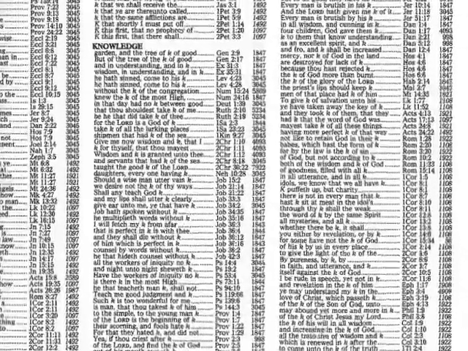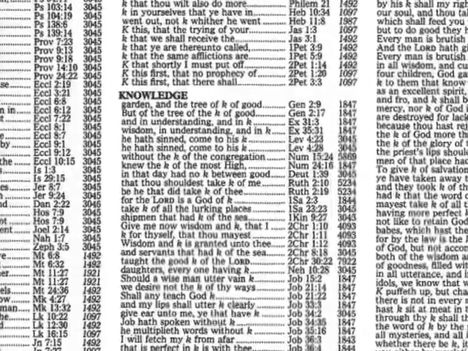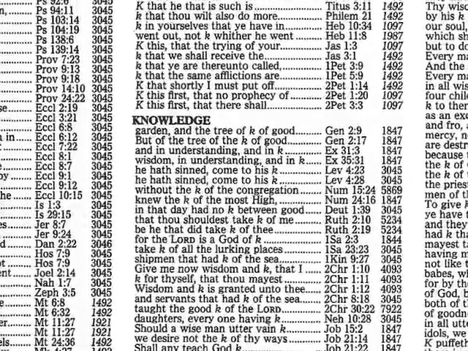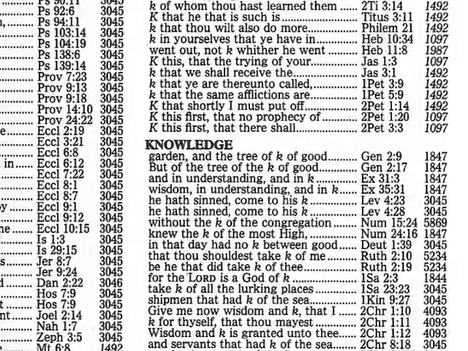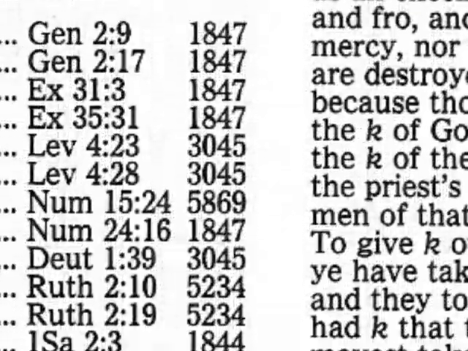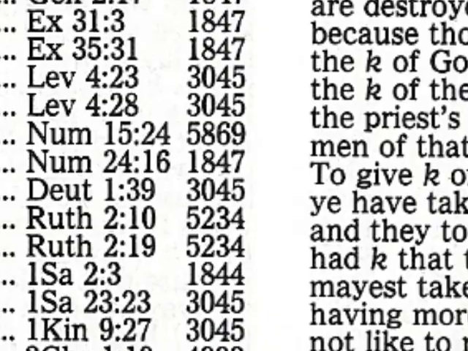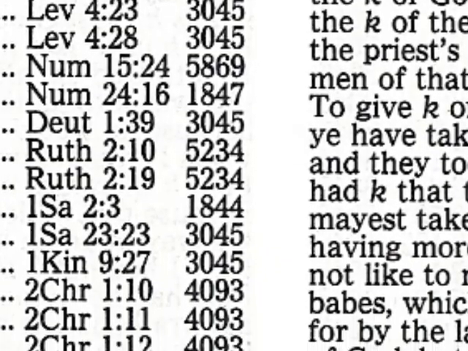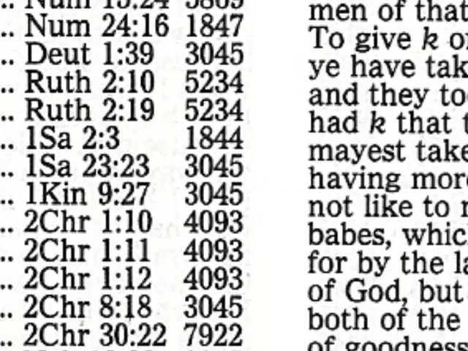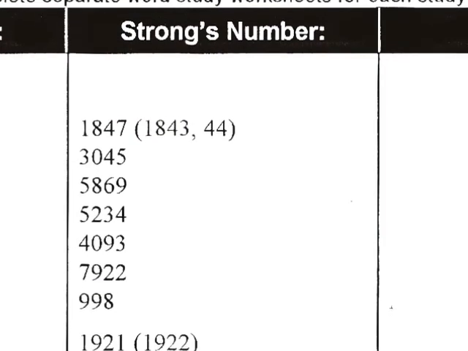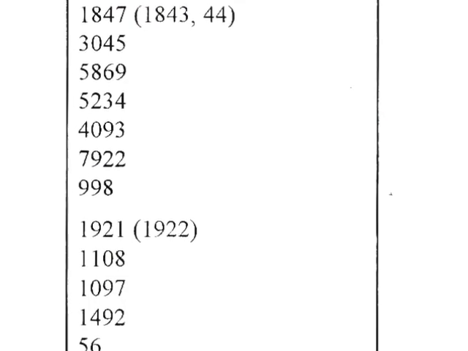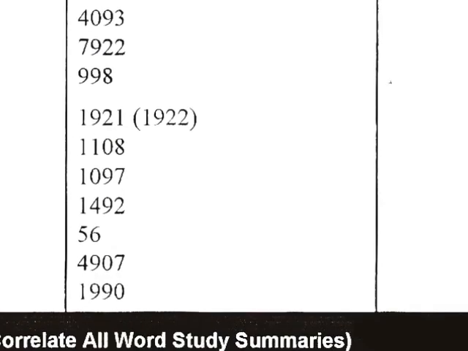The second step is to open your Strong's Exhaustive Concordance to the main concordance and locate your English word or words. Scan the scriptural listings and identify the different Hebrew or Greek reference numbers listed under your topic. Record these different numbers on your worksheet under the heading of Strong's Number.